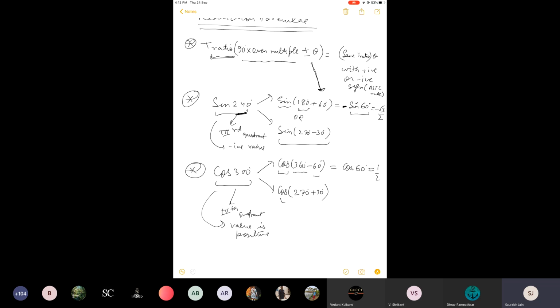Okay, and you will come to know that since by both the methods we are actually finding the value of sine 240 degree and cos 300 degree, obviously the value will be the same. So either you can go by even multiple of 90 or by odd multiple of 90. But let us see what their rule is.